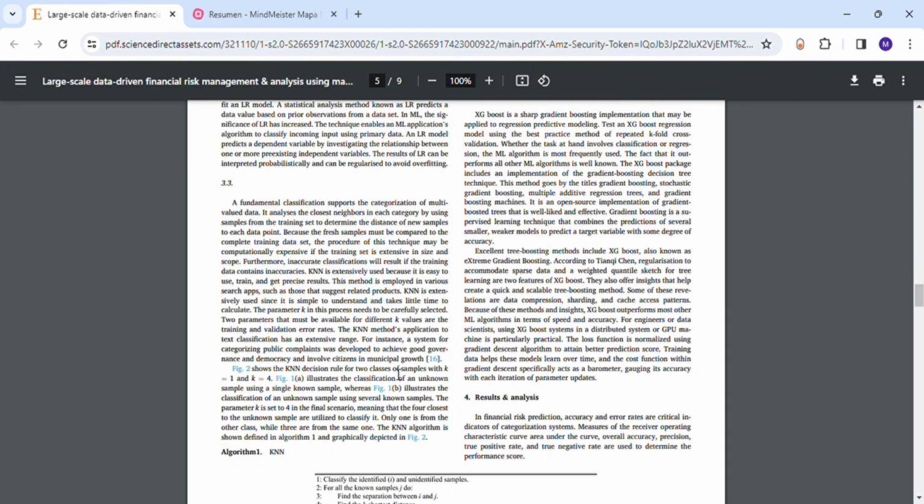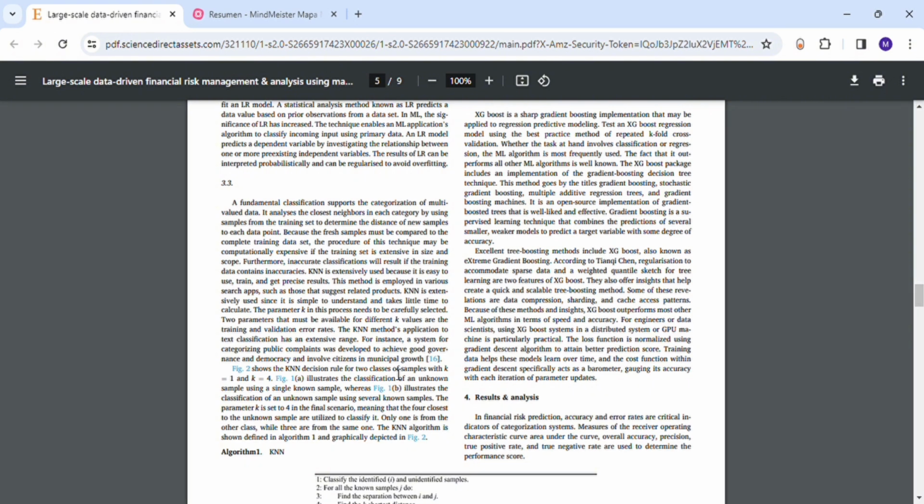Furthermore, inaccurate classification will result if the training data contains inaccuracies. KNN is extensively used because it is easy to use, train, and get precise results. This method is employed in various search apps, such as those that suggest related products. KNN is extensively used since it is simple to understand and takes little time to calculate.